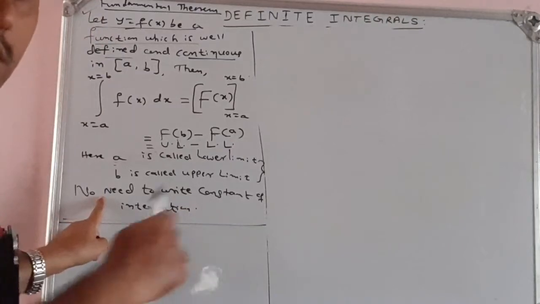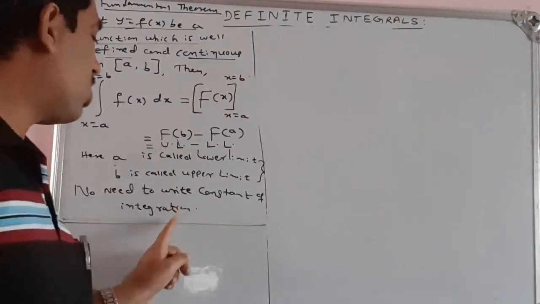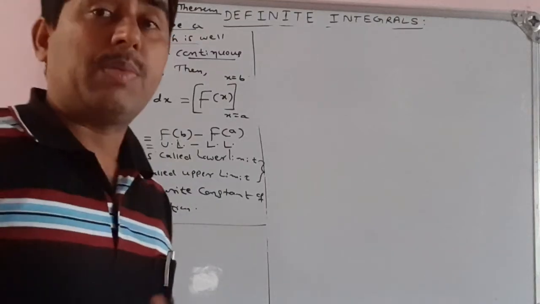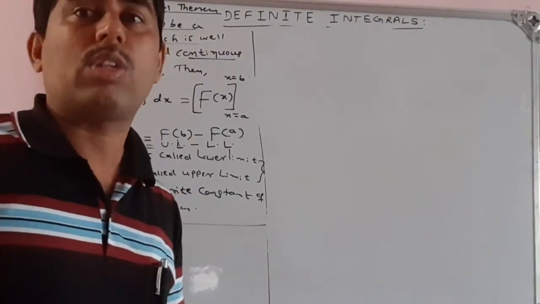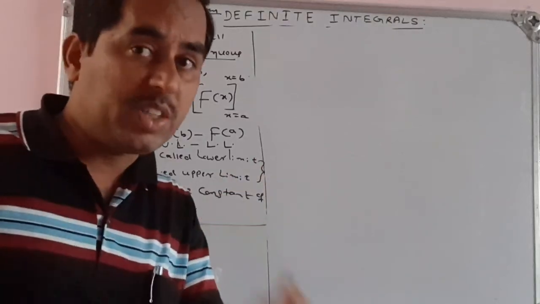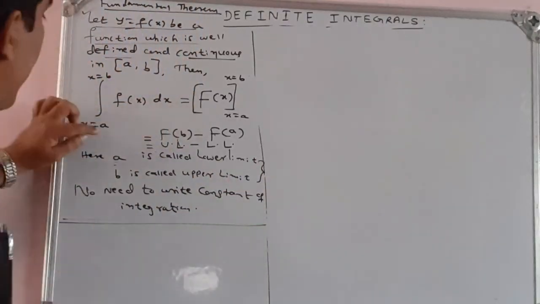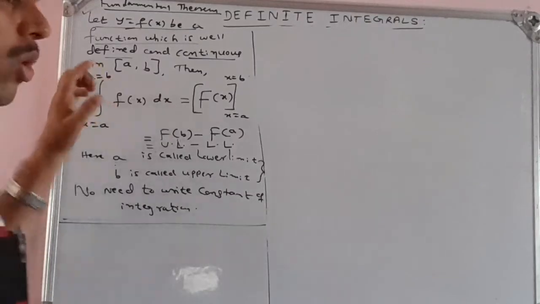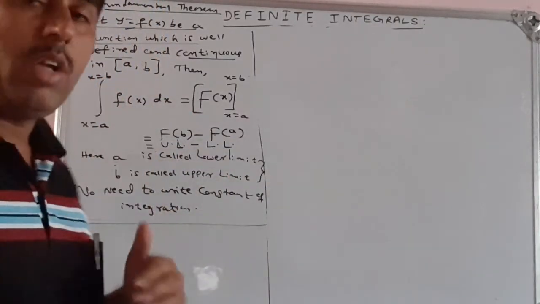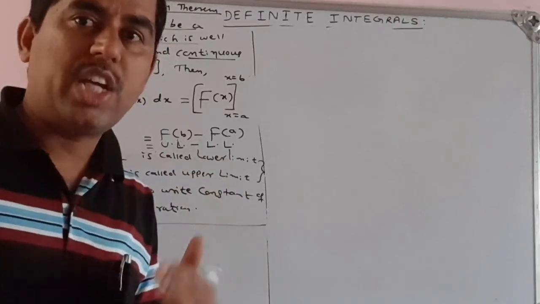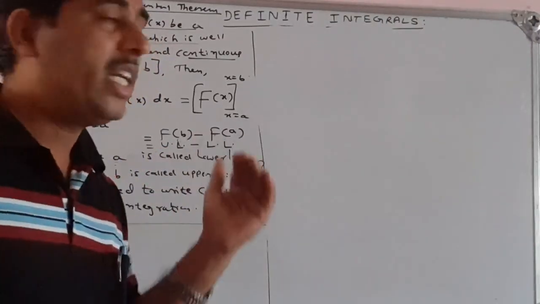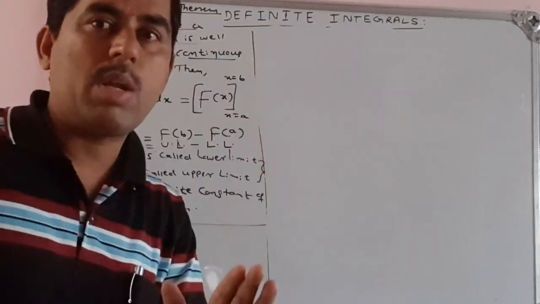Here, whenever we are doing this, there is no need to write the constant of integration because the constant of integration vanishes. Substitution method is one of the techniques of integration we know. If we follow the substitution method, the limits will change. Originally we have a to b. If we substitute, then we have to change the limits of integration if we do the integration by the substitution method. That is also one important point.